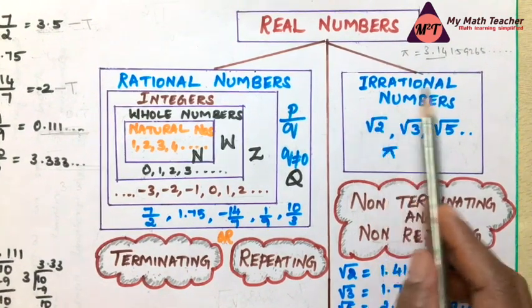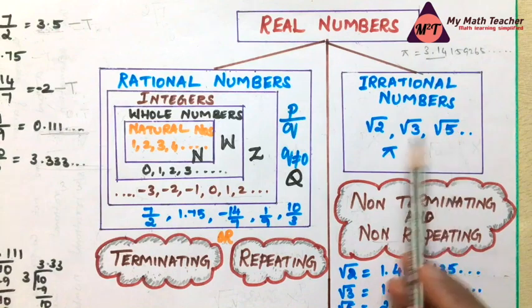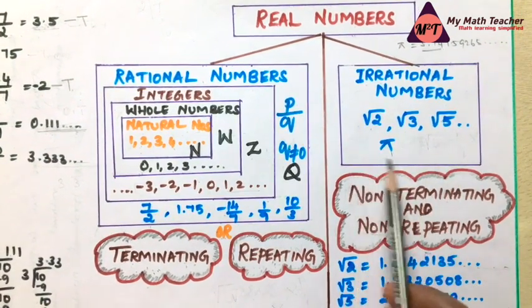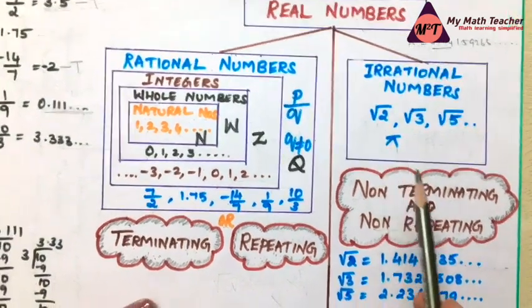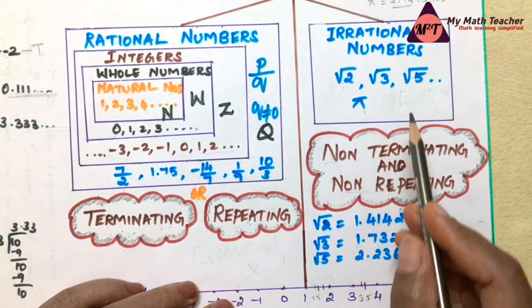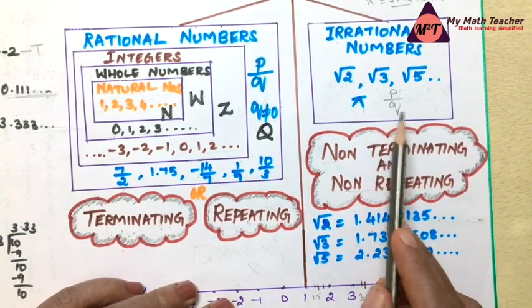Now look at the irrational numbers. Square root of 2, square root of 3, square root of 5. The famous example is pi. So these numbers are called irrational numbers. Now what are irrational numbers? The numbers which cannot be expressed in p by q form. These numbers are called irrational numbers.